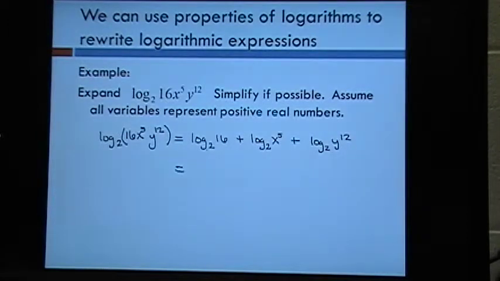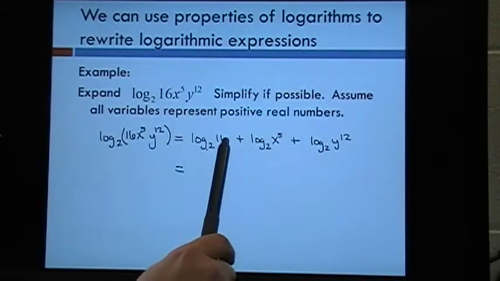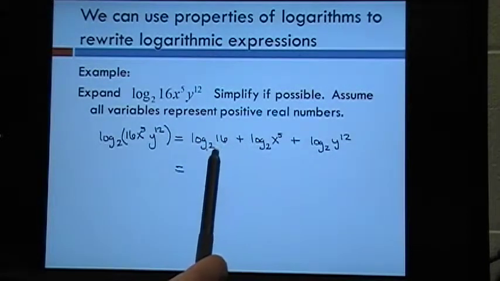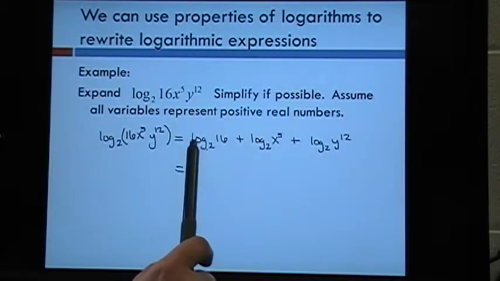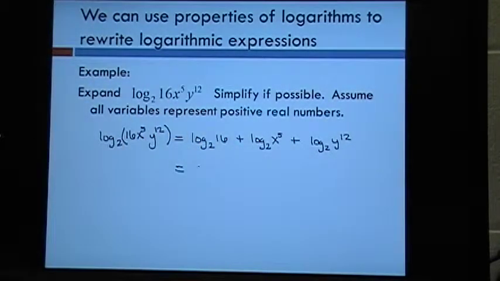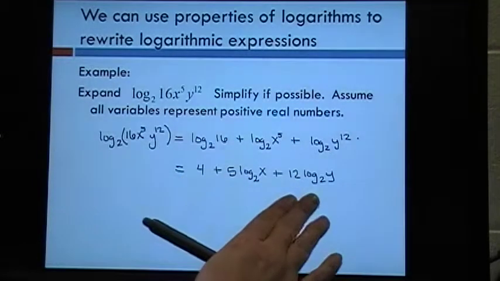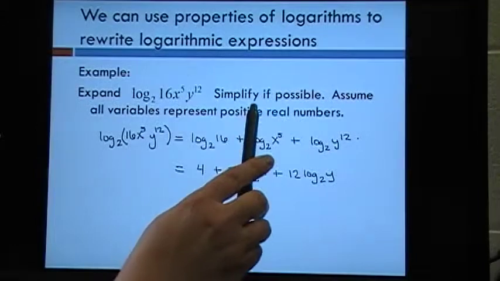So as I go through, log base 2 of 16, again, that's something I can evaluate. If I take 2 to the 4th power, I will get 16. So log base 2 of 16 is 4. Bringing my 5 down as a coefficient, this would be 5 times log base 2 of x plus, bringing down the 12, that's 12 times log base 2 of y. So this is what it looks like, fully expanded and simplified.